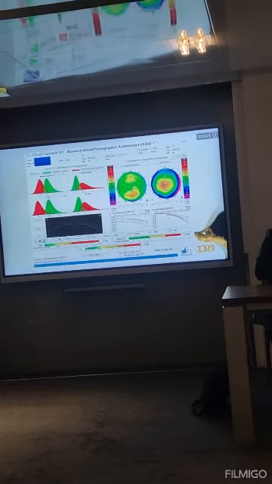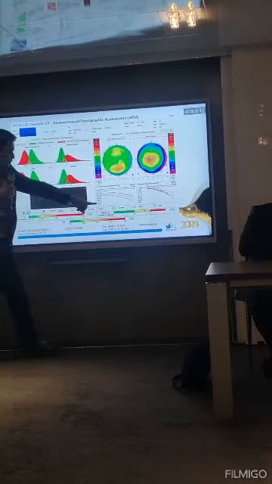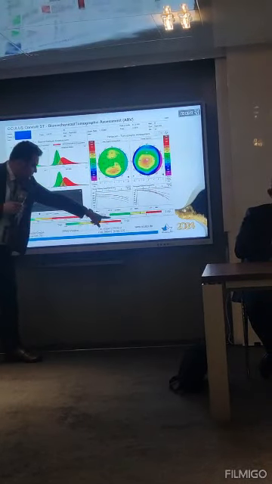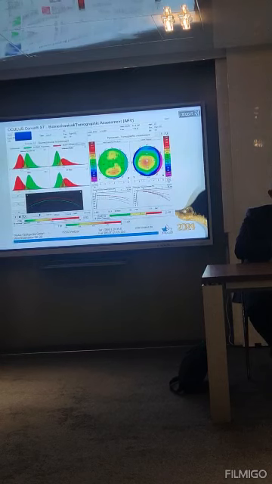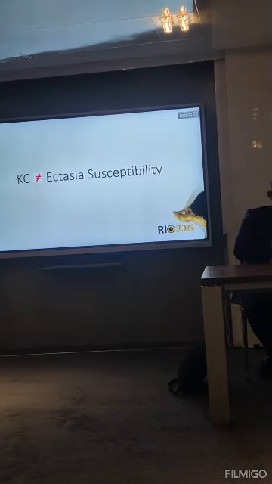This is the case of a keratoconus. You can see the CBI is high, the D value is in yellow, and the TBI is the maximum. So this is a weak cornea. Okay, keratoconus doesn't mean ectasia susceptibility.